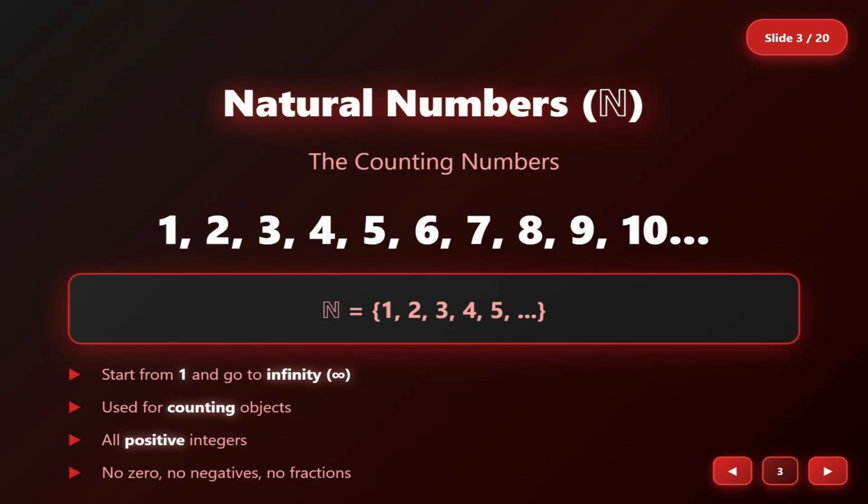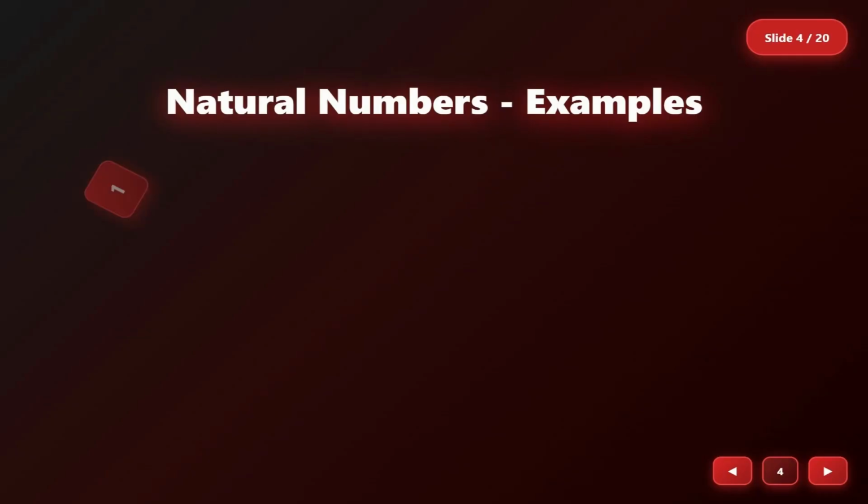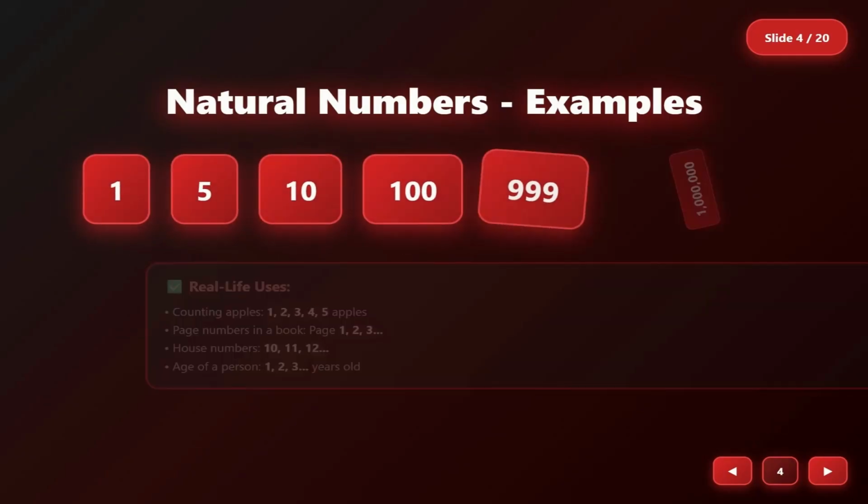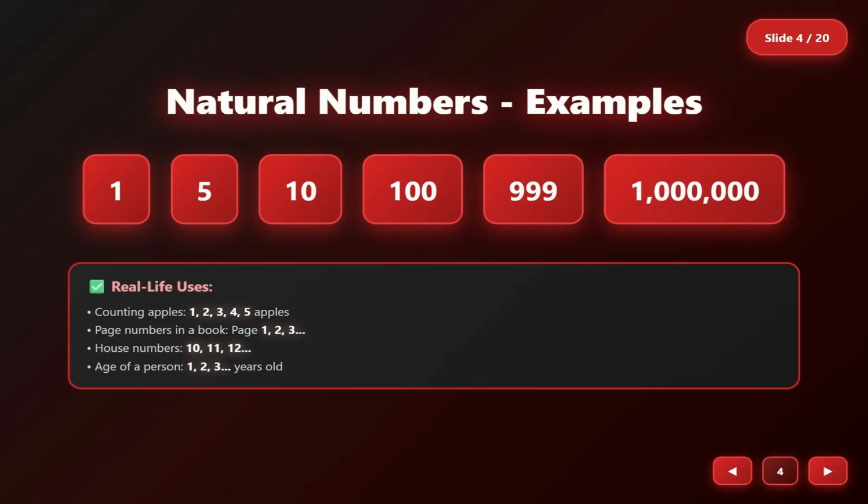Here is what makes natural numbers special. They start from 1 and go to infinity. They are used for counting objects. They are all positive integers, no zero, no negatives, no fractions, just pure, simple counting numbers. Think of them as the OG numbers, the originals that started it all. Let's see natural numbers in action. Look at these beauties. 1, 5, 10, 100, 999, 1 million. All these are natural numbers.